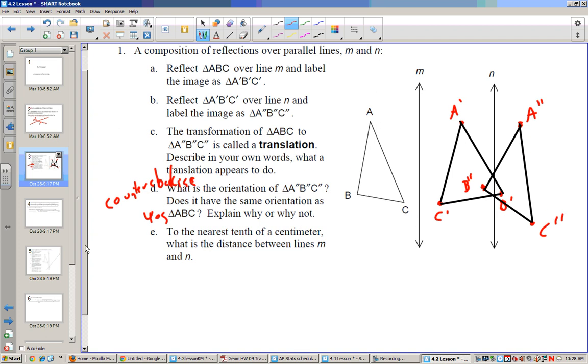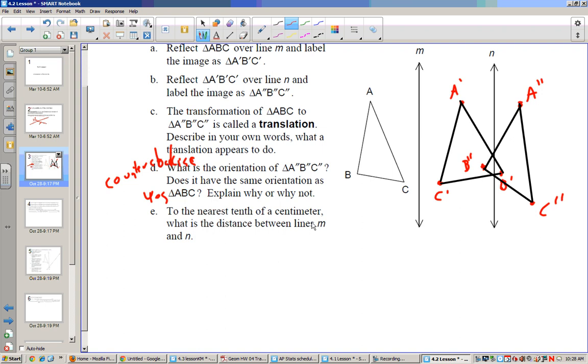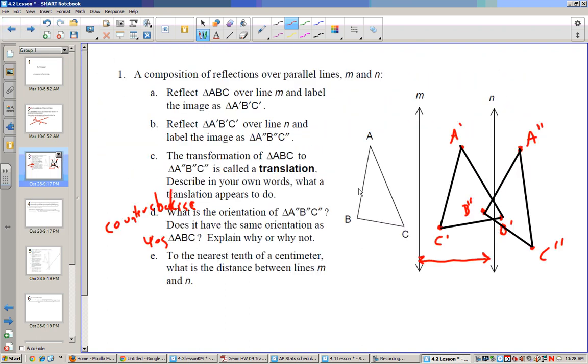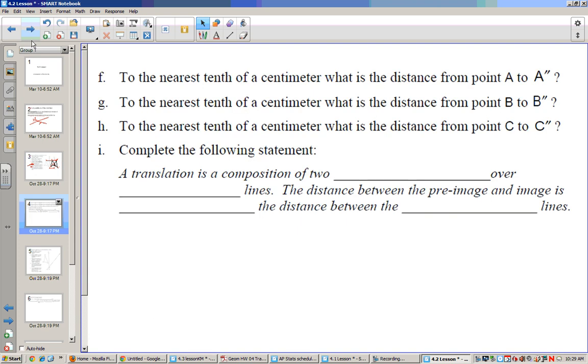All right, to the nearest tenth of a centimeter, we want to find the distance between M and N. And then I wanted you guys to go from A to A double prime. Now, your answers might be a little bit different, and I fully have faith that you guys know how to use a ruler. So hopefully you guys do that. Now we can answer part I together.